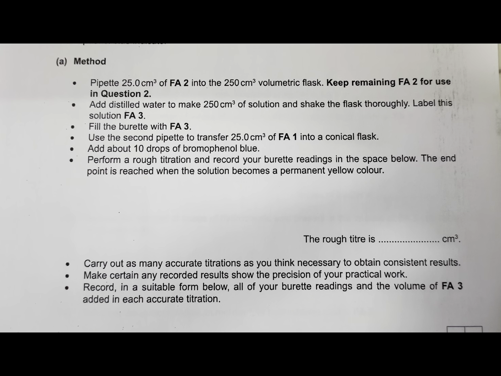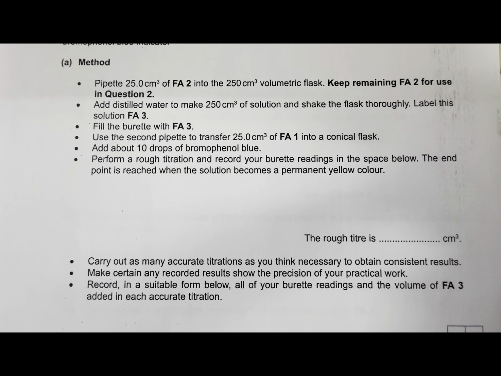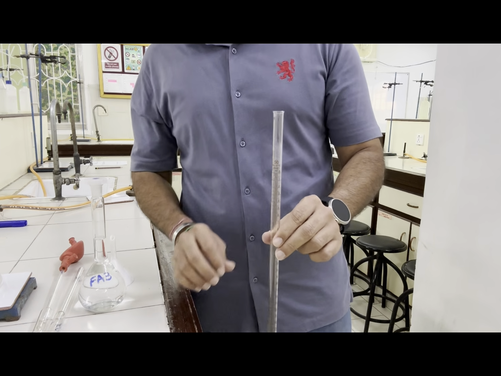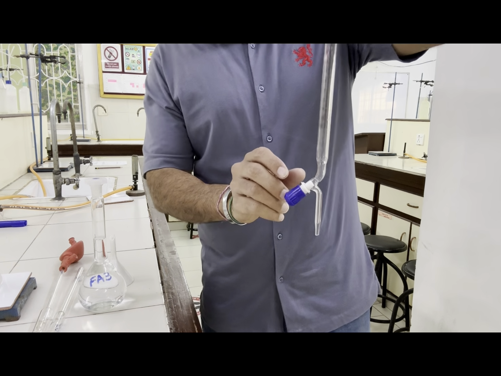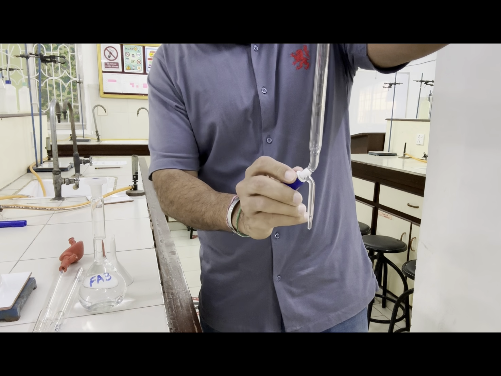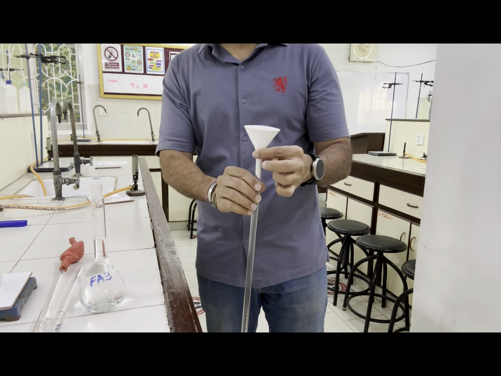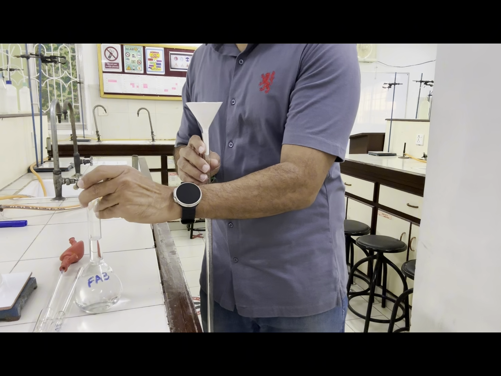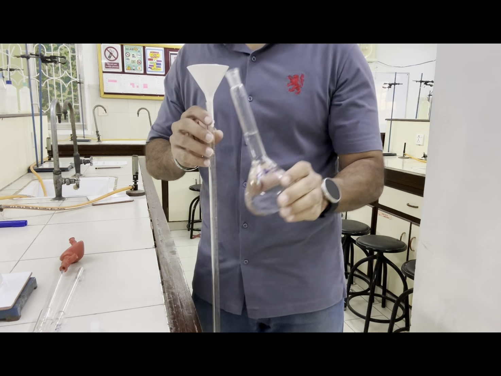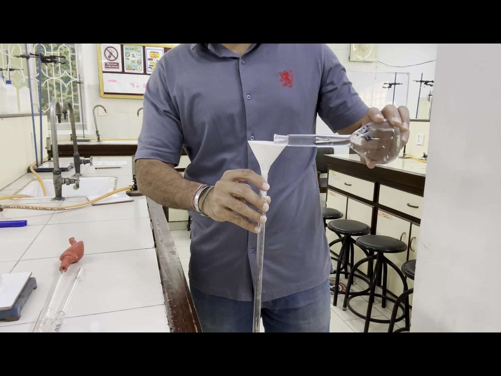After labeling Fa3, the third point in the method says fill the burette with Fa3. Now fill the burette with Fa3. To fill the burette, we need to close this knob first clockwise, and then using this funnel we will start pouring in Fa3. So here is Fa3.